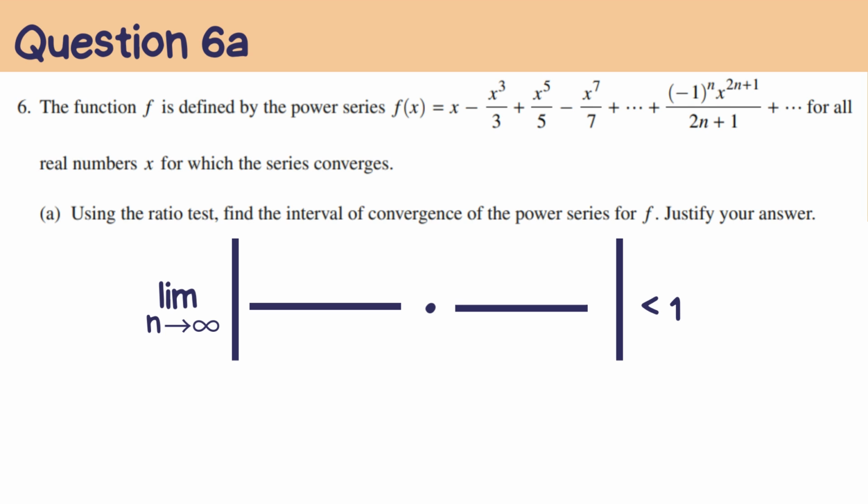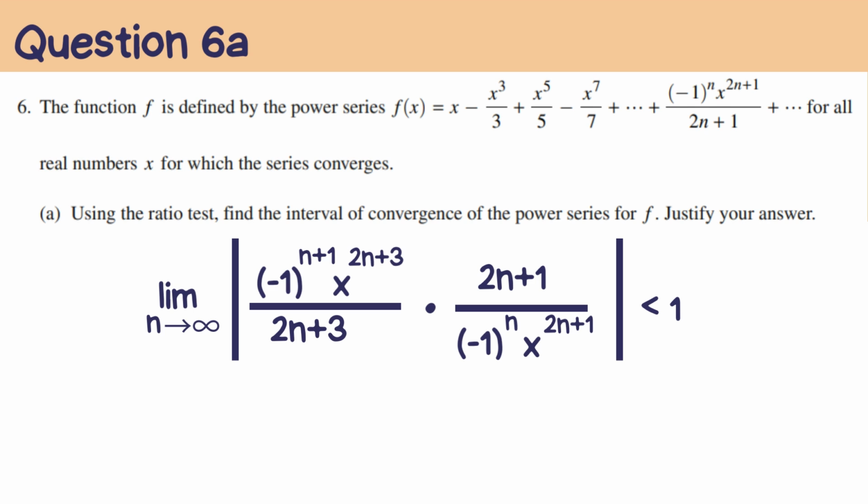Now for the first fraction, it's going to be substituting all n's for n plus 1 into the general term, so it would be a negative 1 to the n plus 1, and then x to the 2 times n plus 1, which is 2n plus 3. And then it would also be a 2n plus 3 on the bottom. For the second fraction, it'll be just the general term but flipped, so whatever is on the bottom is on the top, and whatever is on the top will be on the bottom.